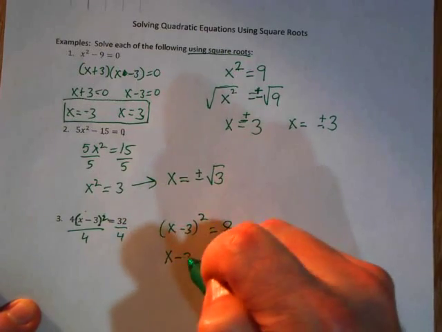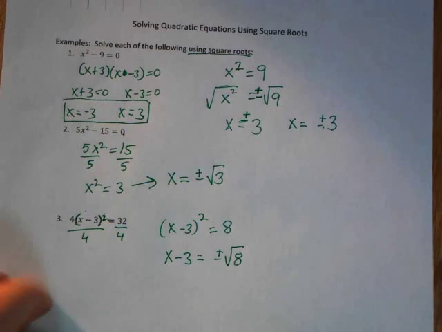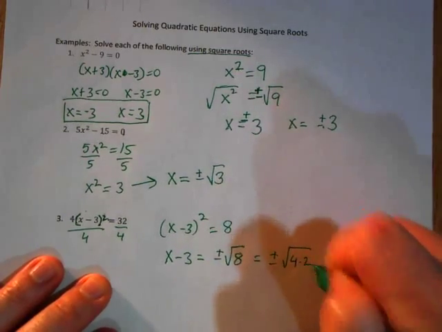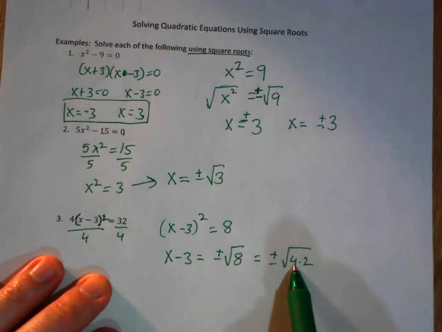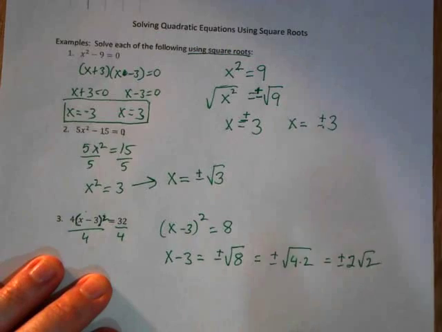So x minus 3 equals plus or minus square root of 8. Now, while square root of 8 is not a nice number, square root of 8 can be simplified because it can be written as 4 times 2. And of course, the square root of 4 is a nice number. So this is plus or minus 2 square roots of 2. However, that's not our final answer.